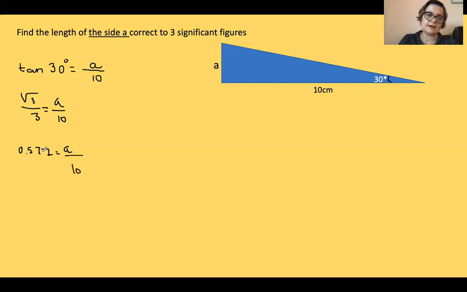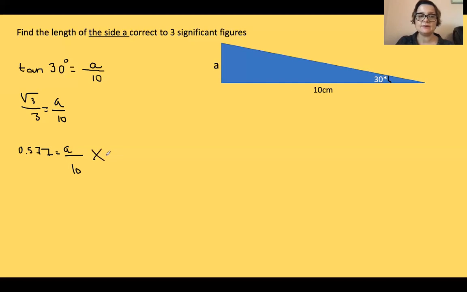Now, I'm using up to 3 significant figures. The answer is much longer, but I don't need to use the rest of the digits because this is what the problem wants me to do. So I have 0.577 equals A over 10. Now, I have a denominator in this equation. What do I need to do first? I get rid of the denominator, which means to get rid of the denominator, I have to multiply both sides of the equation by 10.